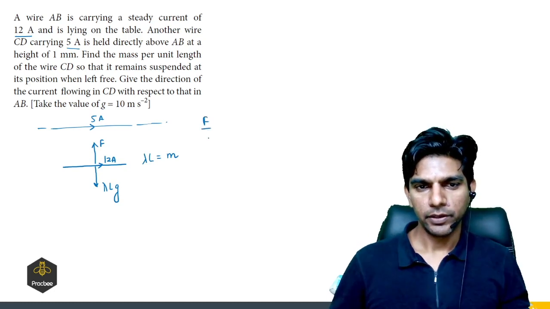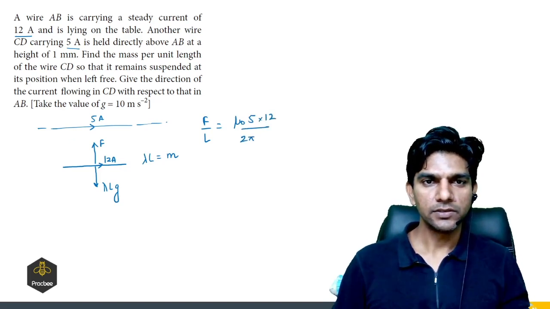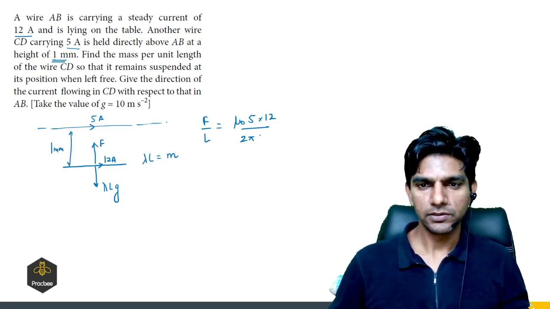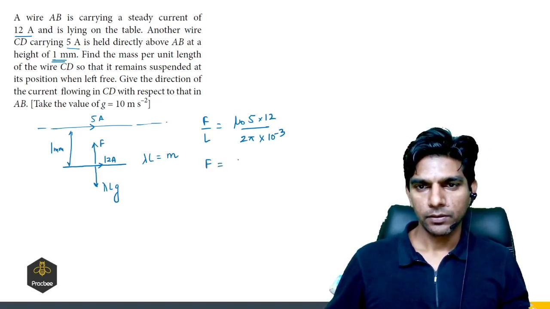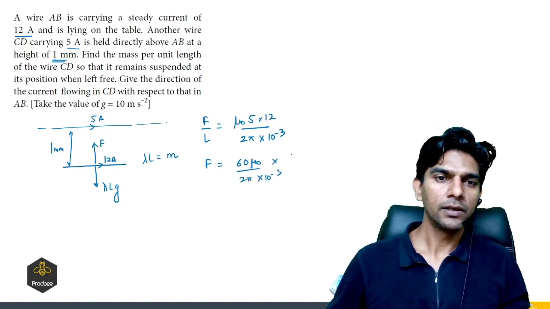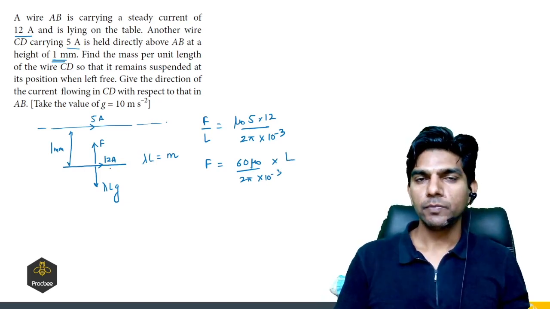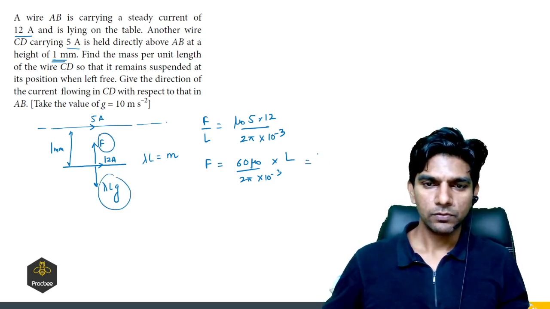Now this F per unit length will be mu naught 5 times 12 divided by 2 pi d, where d is the distance between them, at a height of 1 millimeter. So this distance is given as 1 millimeter. So this will be 10 raised to power minus 3. So F will be 60 mu naught upon 2 pi times 10 raised to power minus 3 times L, and the length is L, right? So that is the force. Now this force should balance the gravitational force. So these two forces should cancel out each other. So we can say it should be equal to lambda L times G.